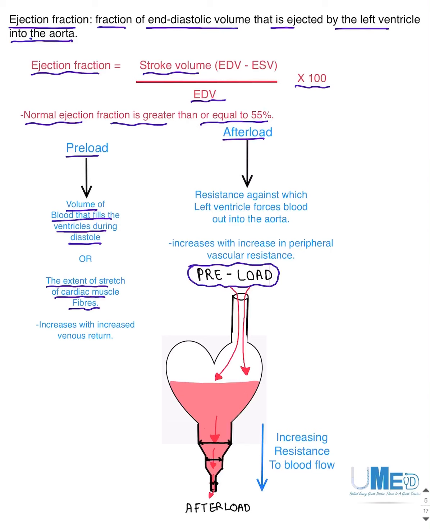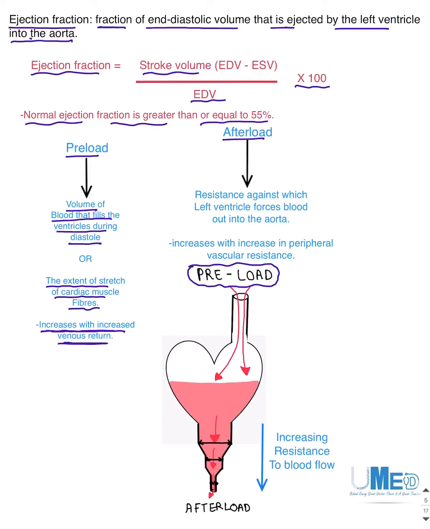What factor determines the preload? Preload increases with increased venous return. So venous return is a factor which determines the preload. And what is venous return? The amount of blood that returns to the heart through veins. So the higher the venous return, if more blood returns to the heart through the veins, there will be more preload.